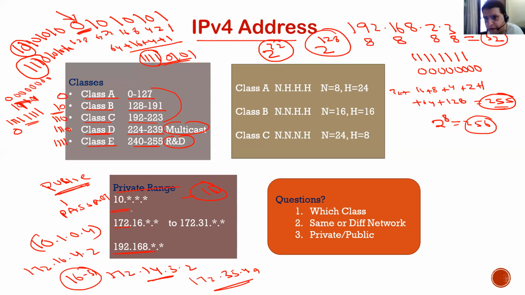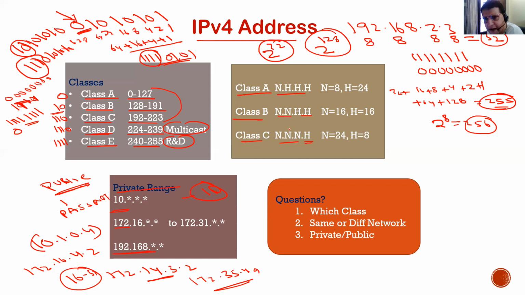And these are the private ranges. And this is a very important formula, which we need to understand. For class A, it is N.H.H.H. That means there are 8 network bits and 24 host bits. Class B has 16 and 16. Class C has 24 and 8.